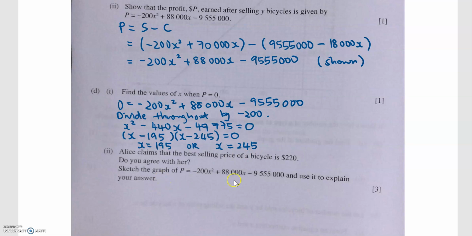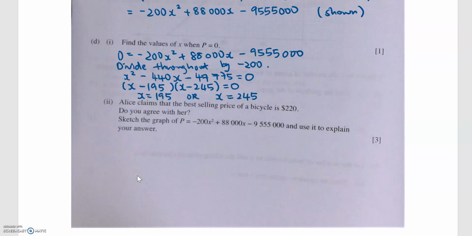Alice claims that the best selling price of a bicycle is $220. Do we agree with her? The question gives us a hint and asks us to sketch the graph of this and use it to explain our answer. Okay, so let's start by sketching the graph.